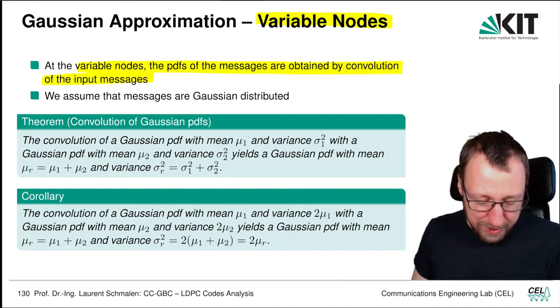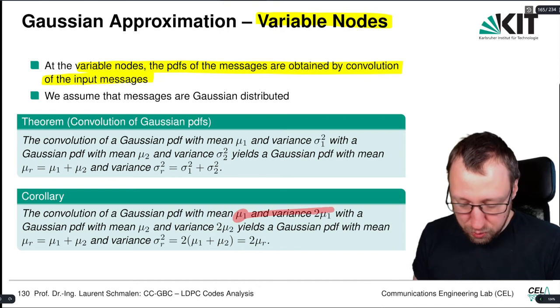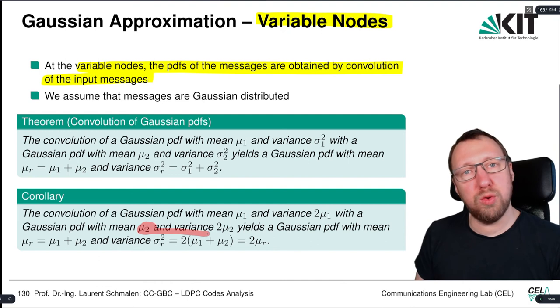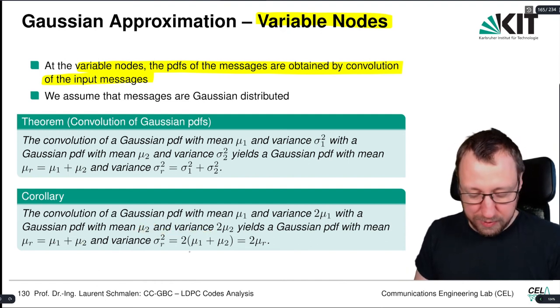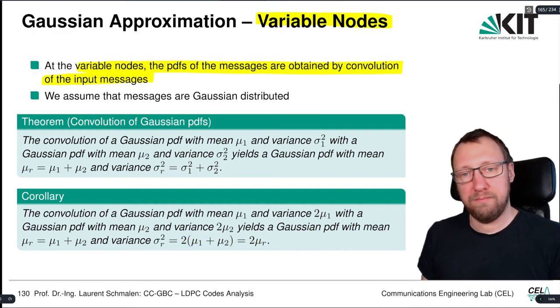So now we can specialize this. If we have a PDF that has mean mu1 and variance 2 times mu1, and we have another one with mean mu2 and variance 2 times mu2, then the resulting mean is mu1 plus mu2. The resulting variance is 2 times (mu1 plus mu2).